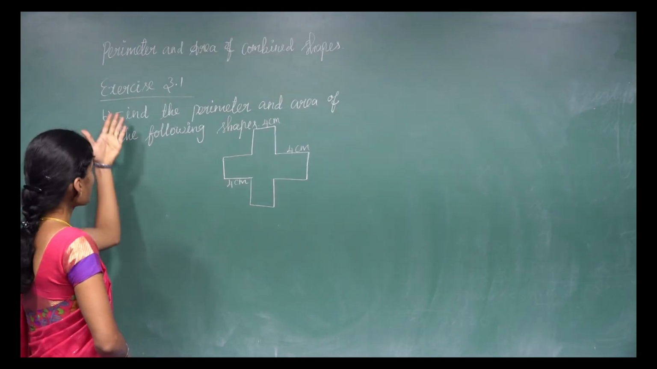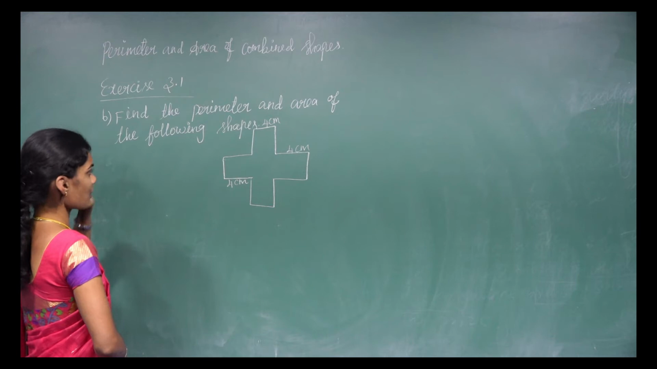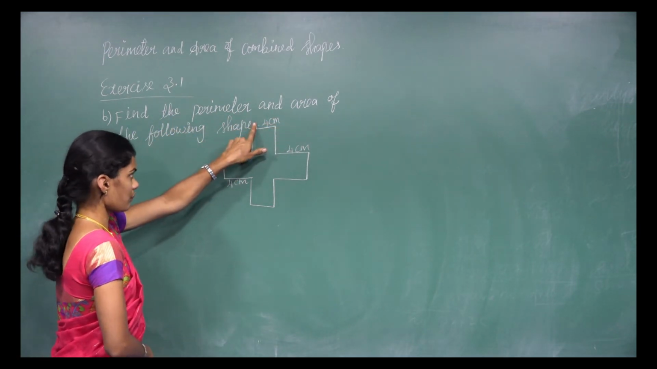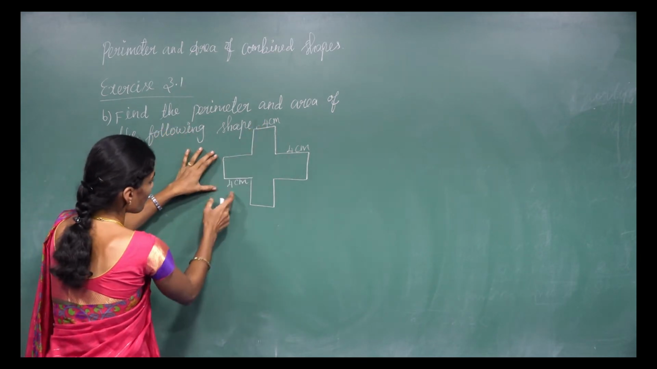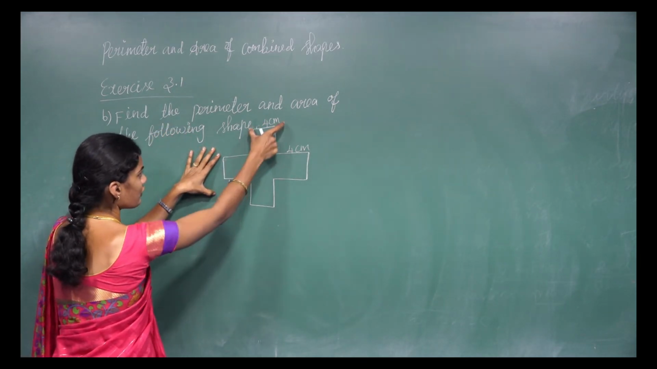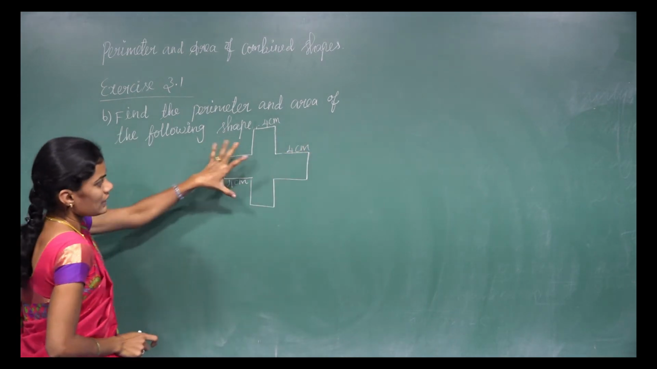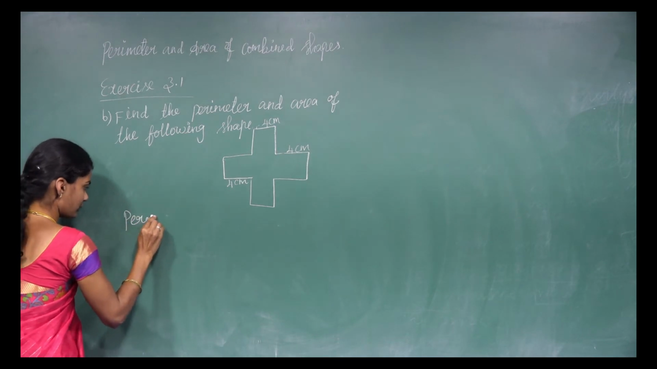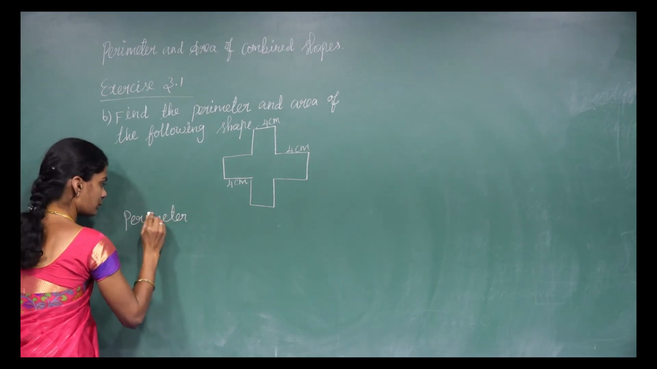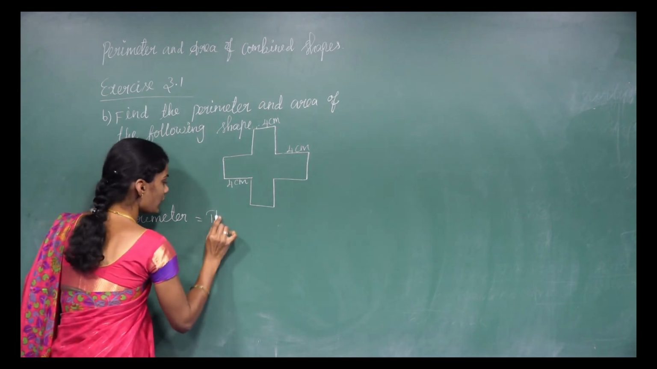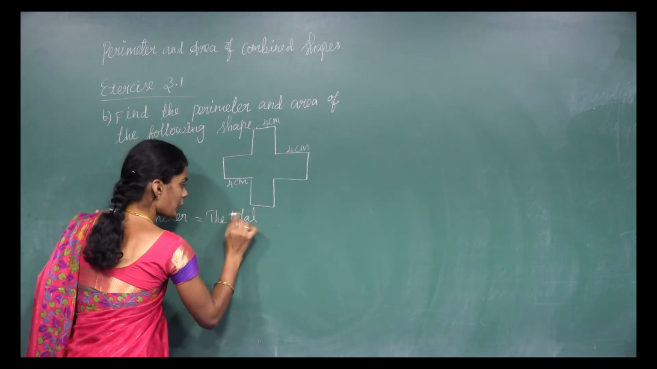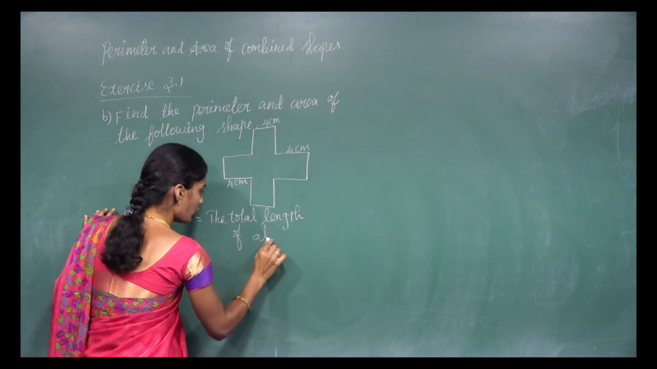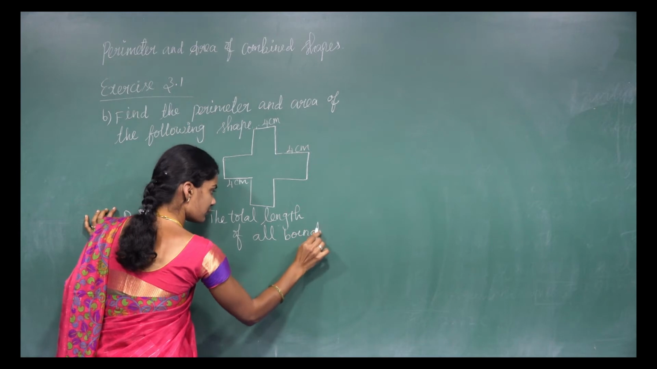Now see this problem, exercise 3.1, sixth problem. Find the perimeter and the area of the following shape. See this figure. They have given 4 centimeter here, 4 centimeter here, 4 centimeter here. First we want to calculate the perimeter. Perimeter means the total length of all boundaries.